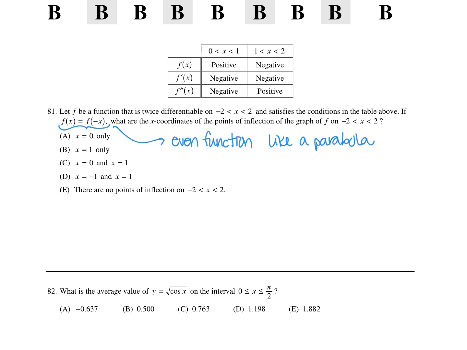Okay, it says, what are the x-coordinates of the points of inflection of the graph of f on -2 to 2? What are we trying to find? Where the second derivative changes from positive to negative or negative to positive. If it happens at 1, then it also has to happen at -1. So did you put B as your answer?